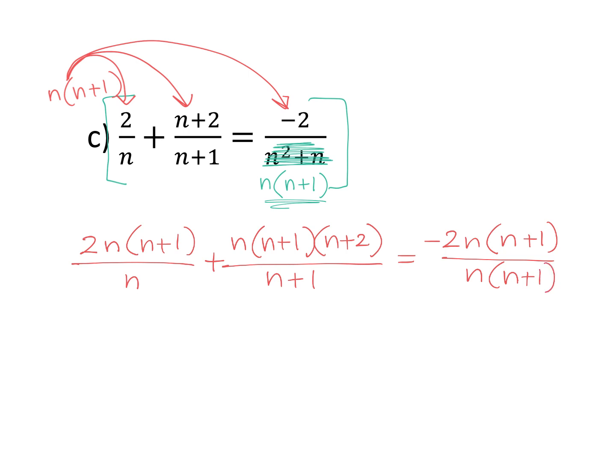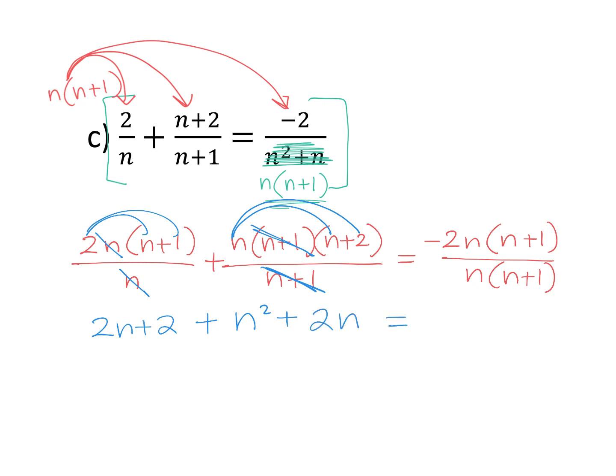Do you see why we don't distribute yet? It's so easy to slash things away right now. n over n would leave us with 2n. Now I'm going to distribute, okay? 2n plus 2, plus n plus 1 over n plus 1 is 1. So we're left with n squared plus 2n equals, n divided by n is 1, n plus 1 divided by n plus 1 is 1. So you have a -2 there.